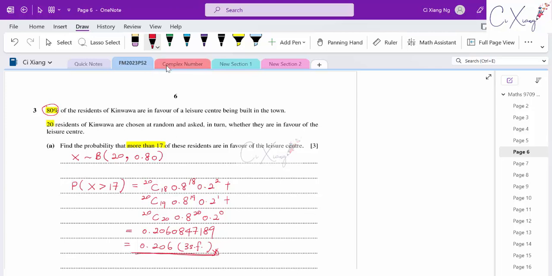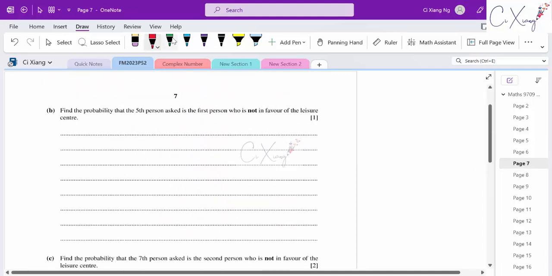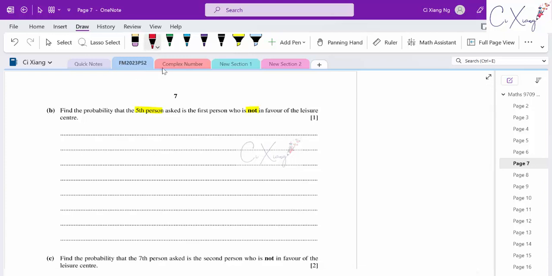Okay, let's have a look at part B. For part B, they want us to find the probability that the fifth person asked is the first person who is not in favor of the leisure center. Basically, when we are asking the people, the fifth person is not in favor. That means the first person is in favor, second person also in favor, third one also in favor, fourth also in favor. The fifth person is the first one who is not in favor. So if I want to write out the sequence, it might look something like this.